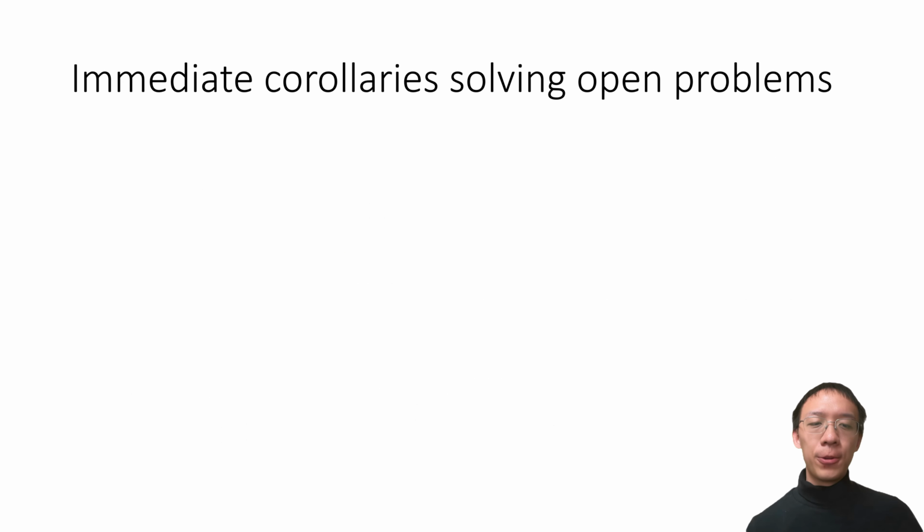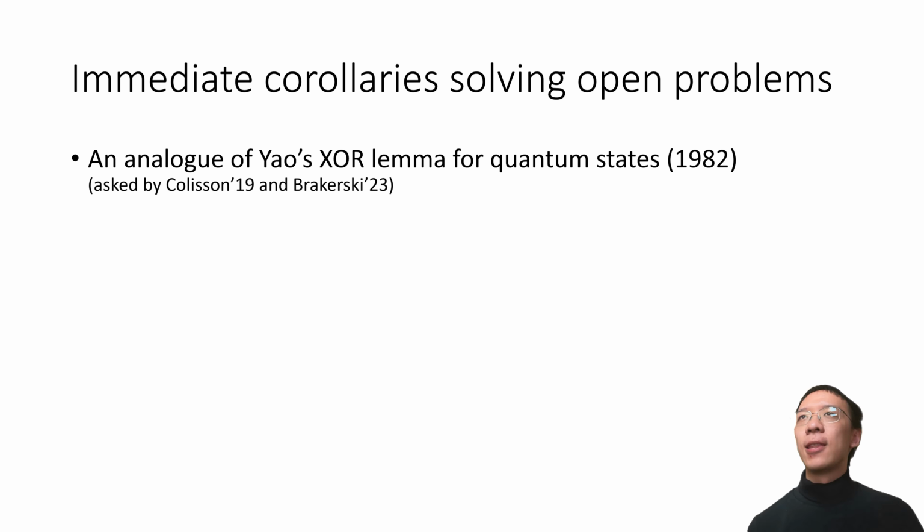Before telling you about how we prove this, let me first tell you a little bit about the applications we can achieve with our parallel repetition theorems. The first application is that we are able to prove a quantum analog of Yao's XOR lemma. Yao's XOR lemma essentially shows that the unpredictability of Boolean predicates becomes exponentially harder if you take the XOR of independent instances. Here we consider a natural quantum state analog of Boolean predicate unpredictability, and we show that taking XOR also amplifies the unpredictability exponentially.